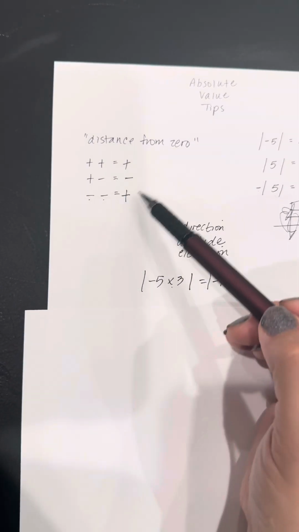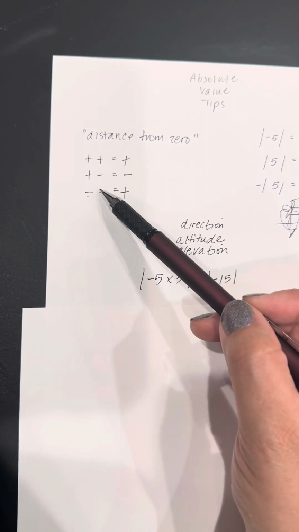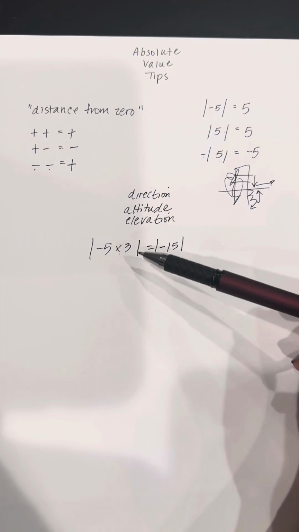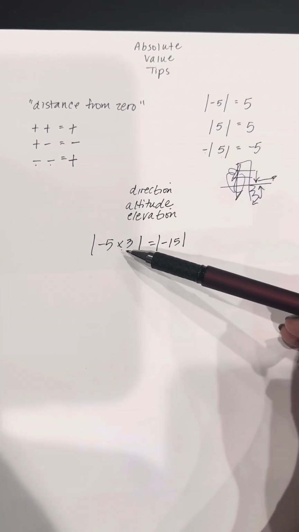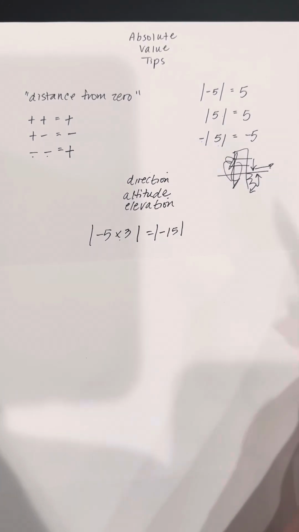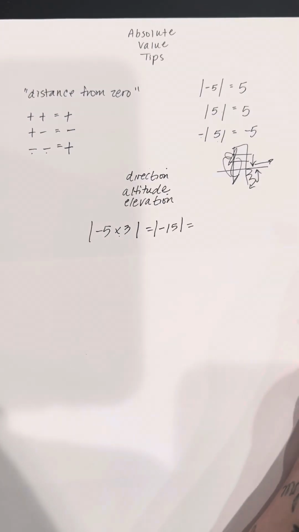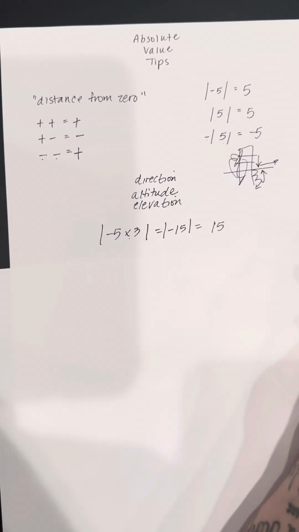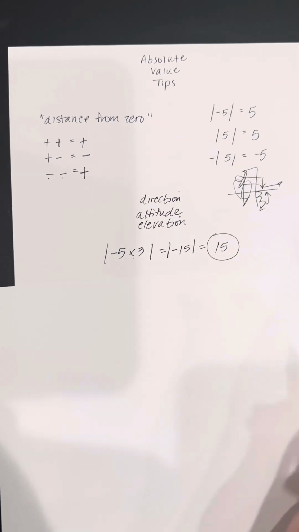This is a situation where you could come up with your own way to memorize them if my scenario doesn't work for you. But in this case, now I know negative times positive is negative. It's going to be negative 15. The absolute value of negative 15, well, that's still 15 from 0. So the final answer would be 15.